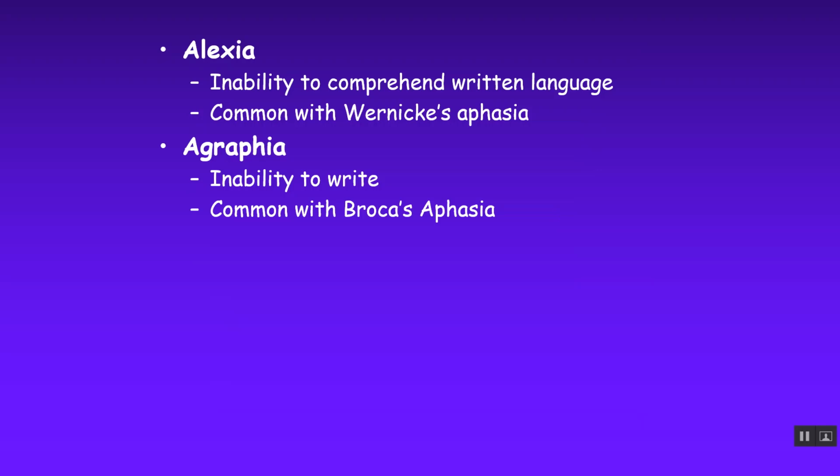Another thing that comes along with these is alexia, which is the inability to comprehend written language, which is common with Wernicke's aphasia, and then agraphia, which is inability to write, which is common with Broca's aphasia. So those are commonly associated with both of those.